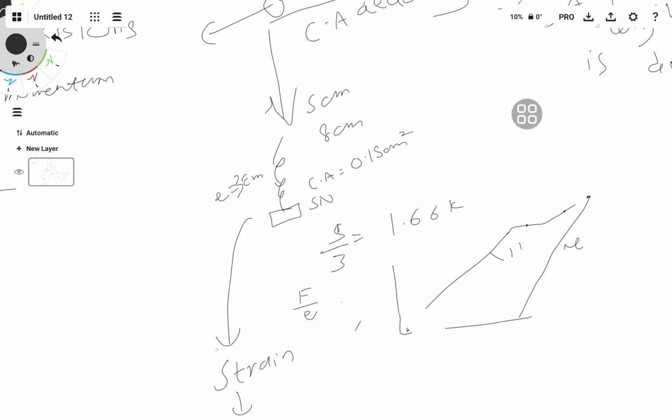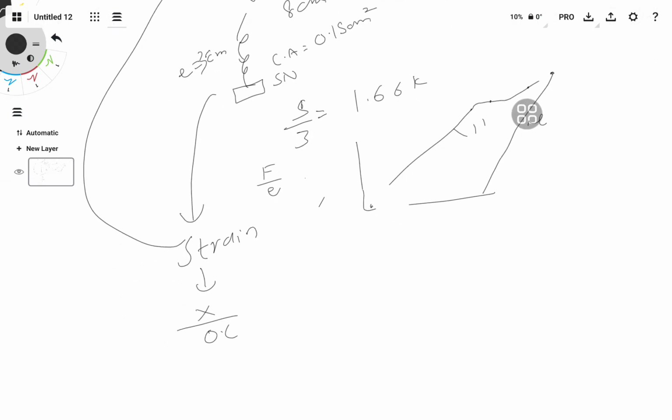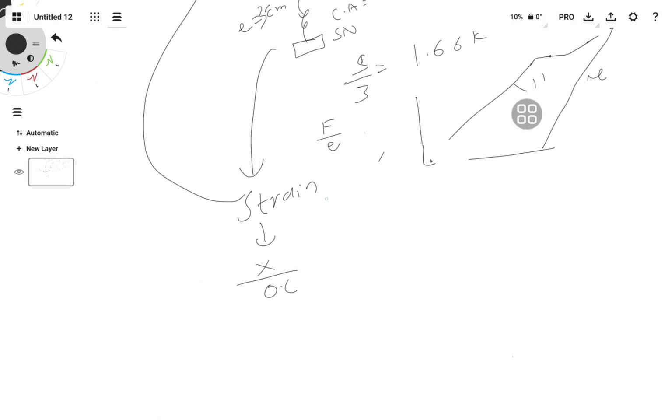This is related back to this and this, because it is exactly what it measures: how much the area has changed, how much the length of the object has changed. If we know stress and strain and divide them, we will get Young's modulus, which is the ratio of how much a body's length changes in comparison to the stress applied.